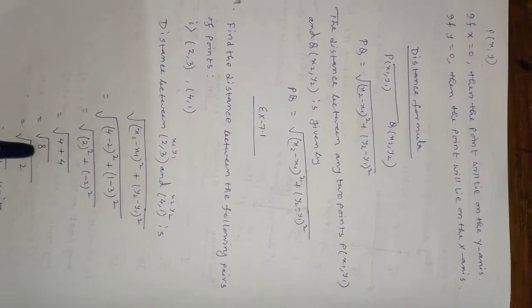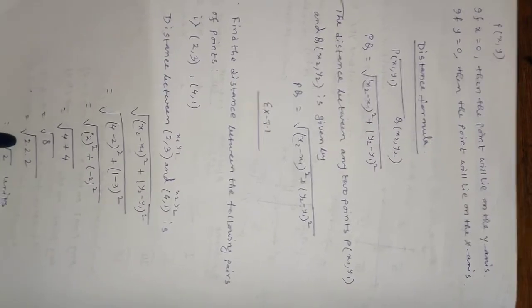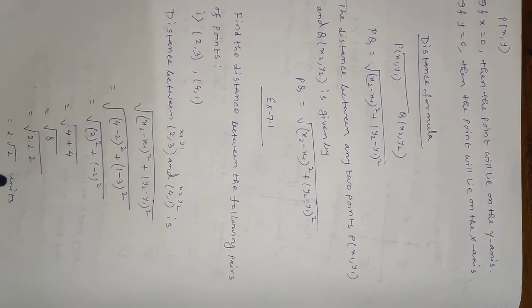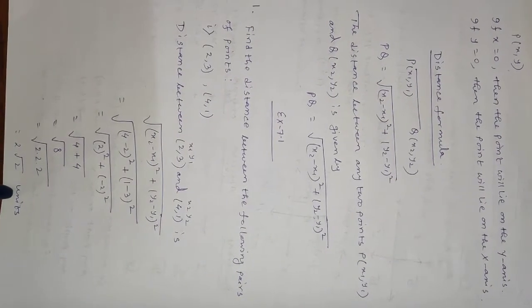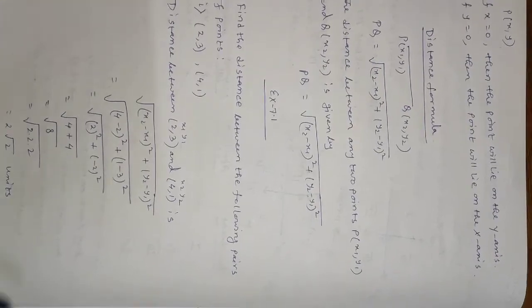Subtraction is 2 square minus 2 square, 4 plus 4, root 8. 8 you can factorize as 2 into 2 into 2. Inside, the same number twice, so one comes outside. So the first answer came out as 2 root 2 units. Normally distance we can measure by meter, kilometer, centimeter, etc. Here there is no unit, so you have to indicate units.